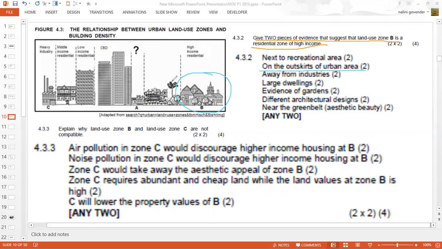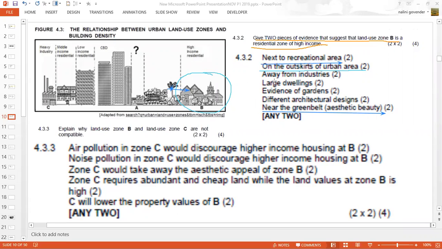2 marks actually. It's close to our recreational area. There's our recreational area there. These 2 land use zones are compatible. It's close to our green belt. There's it there. Close to our green belt, near our recreational area.